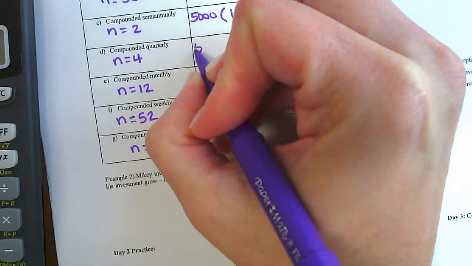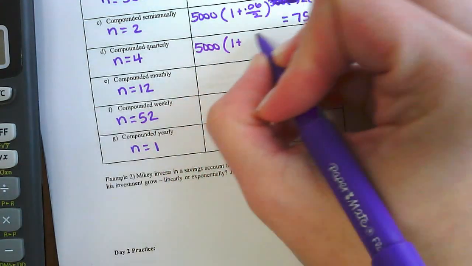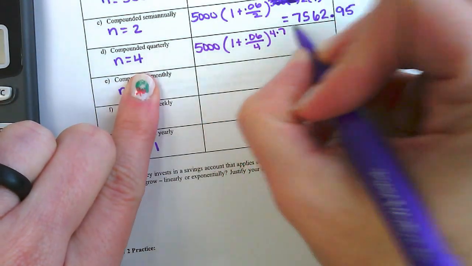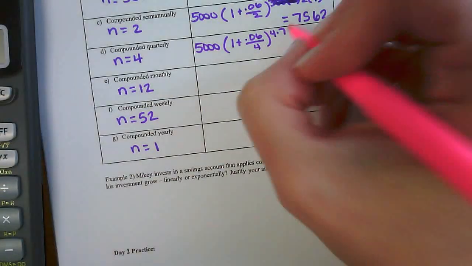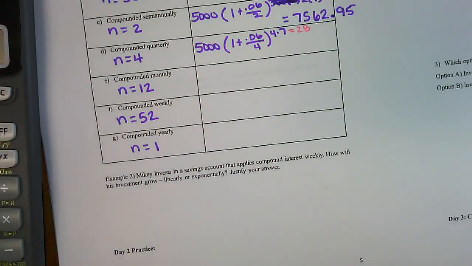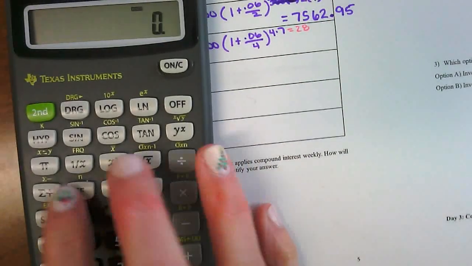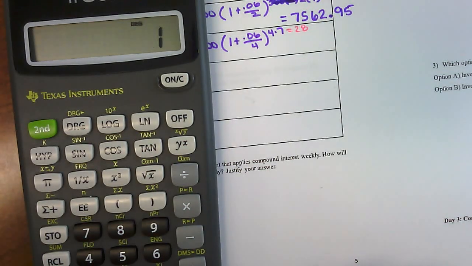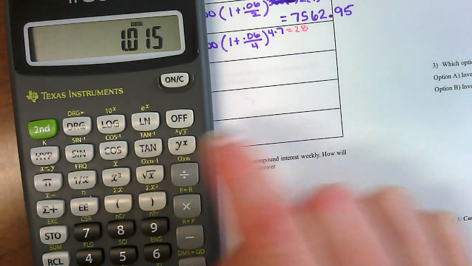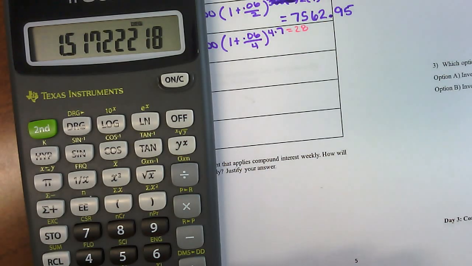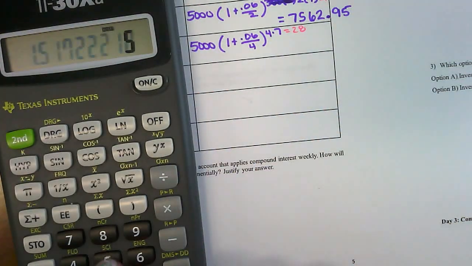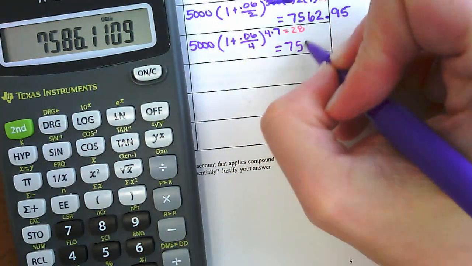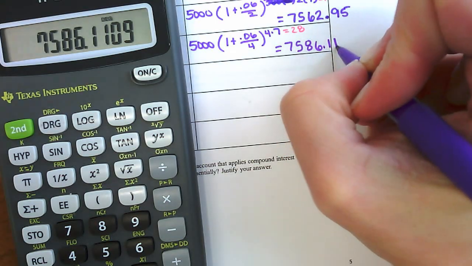Okay, compounded quarterly, 5,000. Set it up the same way. My n is 4, so now my exponent is going to be 4 times 7, which is 28. Okay, so steps in my calculator. Do the division first, add the 1, raise it to the exponent, so raise to the 28th, hit the equal button, and then multiply by the 5,000. So I've got $7,586.11.